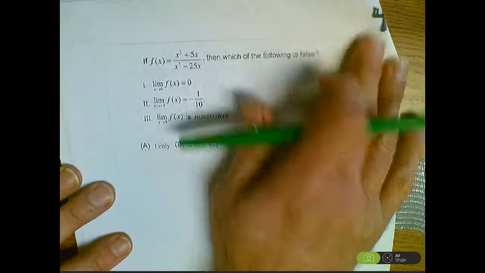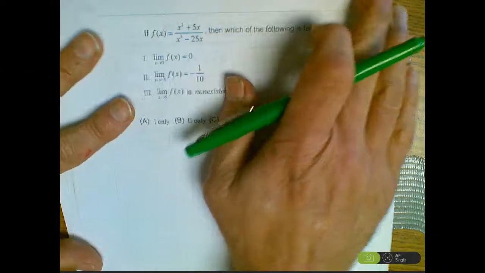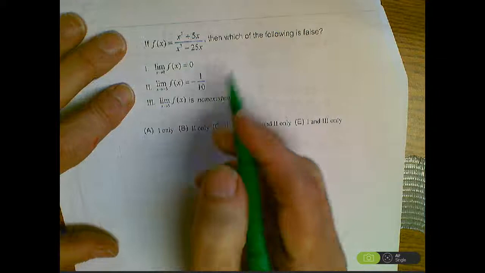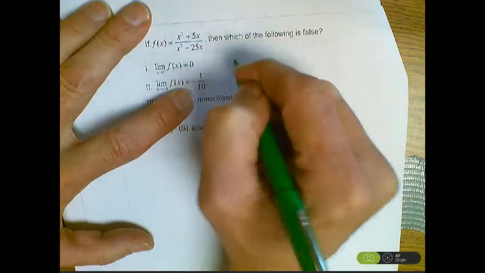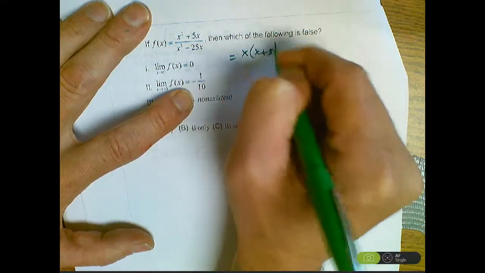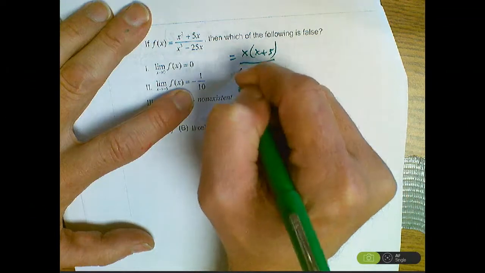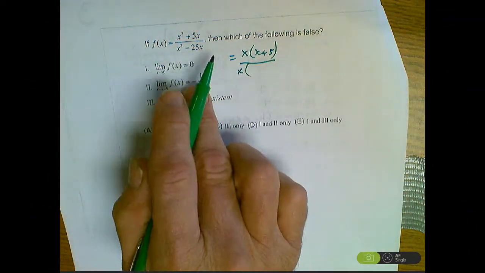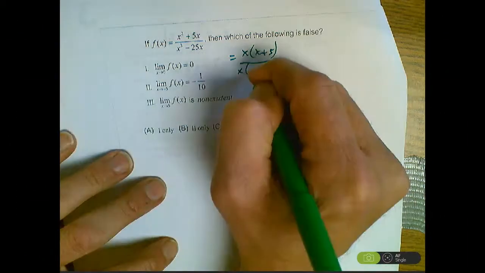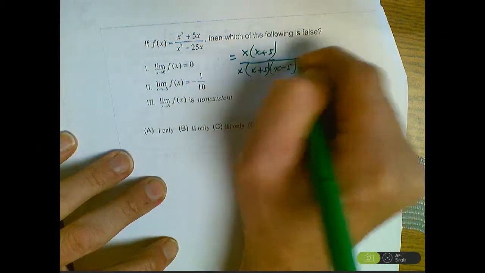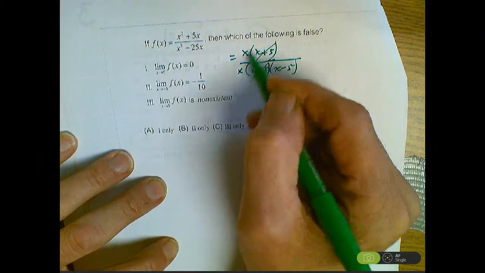If f of x is that expression, which of the following is false? What's the limit as x goes to 0? Well, we have to look at terms. I'm going to rewrite the numerator as x times x plus 5, and the denominator as x times x squared minus 25. I'll rewrite that as x plus 5 times x minus 5. I notice now I have 2 factors that will reduce.